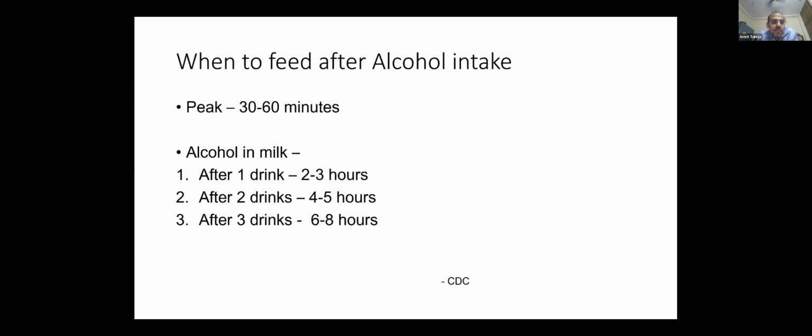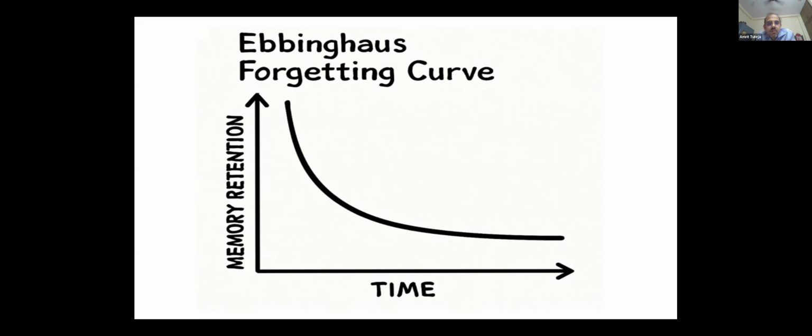The peak level in the milk is 30 to 60 minutes after consuming alcohol. So if you are taking one drink, then we have to give a 2-3 hour gap. After 2-3 hours, the concentration in the milk will not be significant, so then she can give her milk. If she's taking more, then 4 to 5 hours for 2 drinks, and 6 to 8 hours gap for 3 drinks. So over to Dr. Swati to explain this curve. I think you can go ahead with it and explain this.